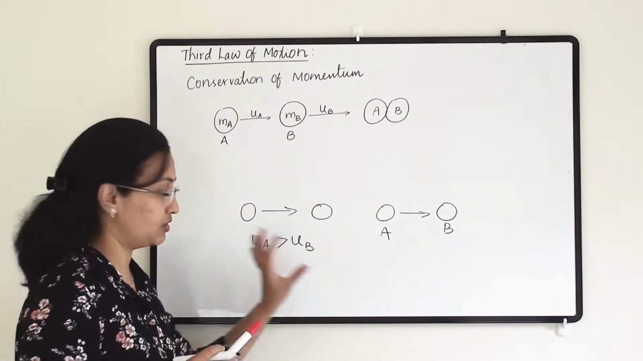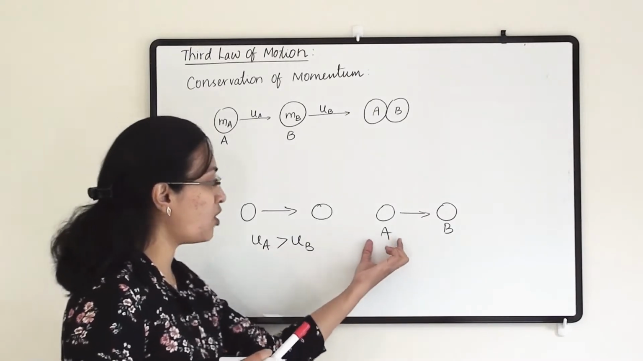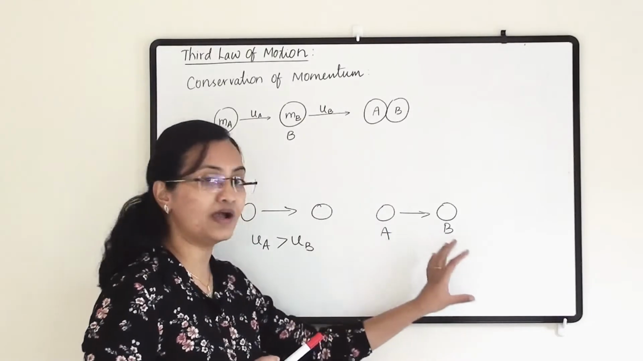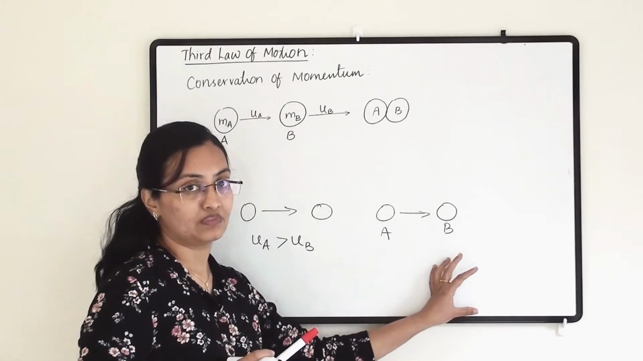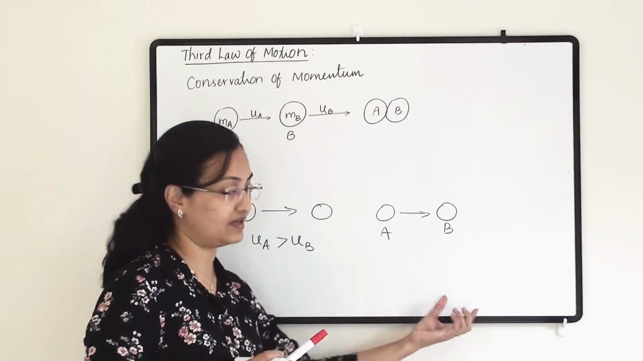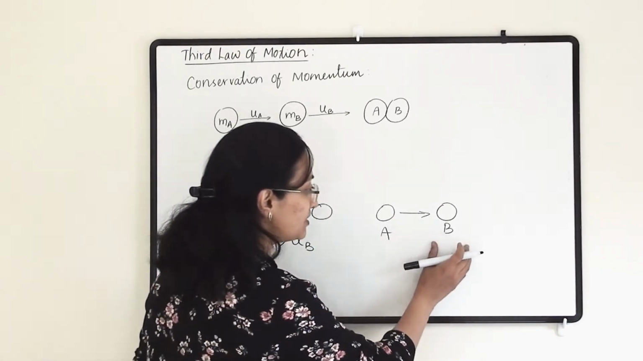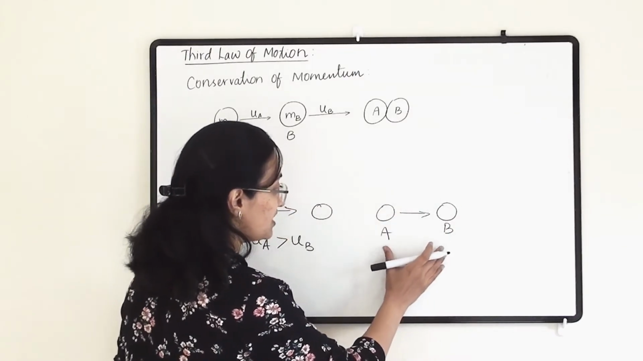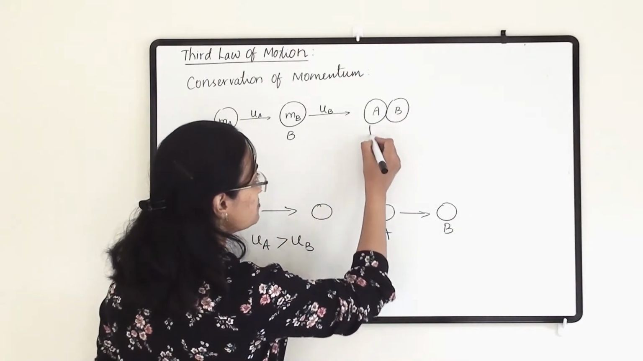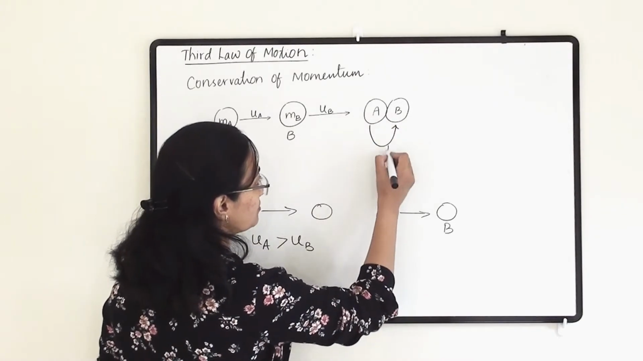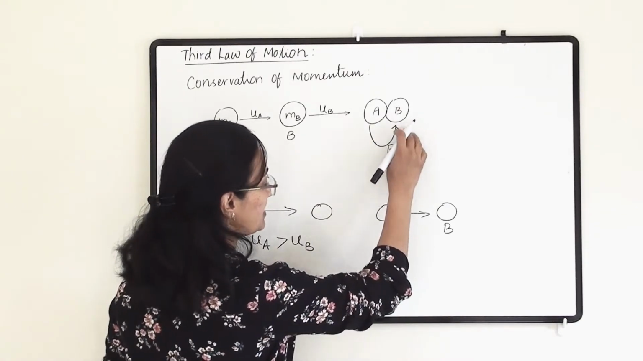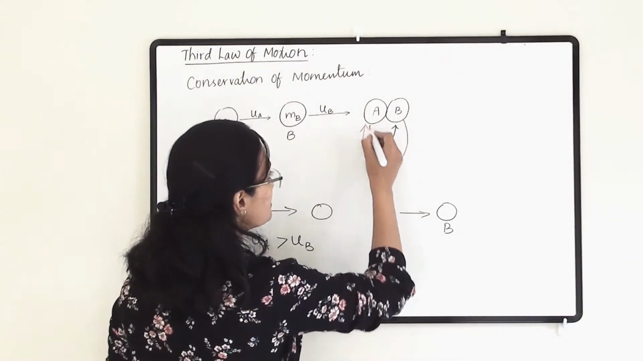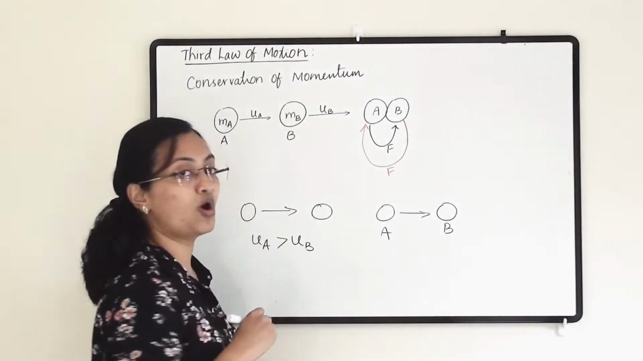Imagine these two are balls. They are moving on the floor, but ball A is faster compared to ball B. So it will go and collide with ball B while both are moving. When they collide with each other, ball A will exert some force on ball B, and in reverse, ball B will exert some force on ball A.